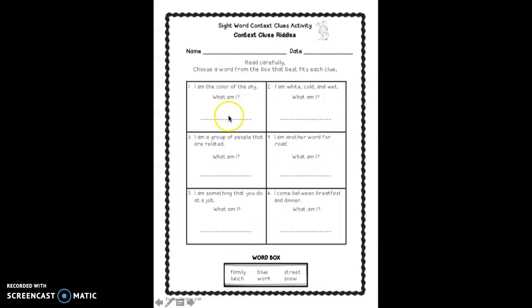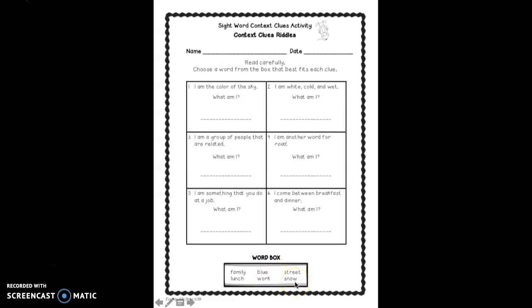What am I? Family, lunch, blue, work, street, snow. I am the color of the sky. Number 2, I am white, cold, and wet. What am I? Family, lunch, blue, work, street, snow.